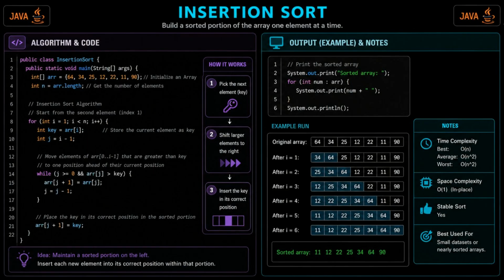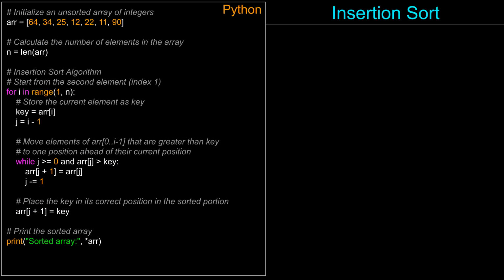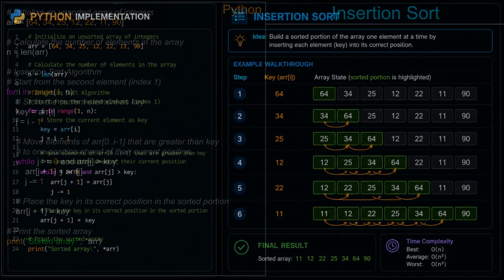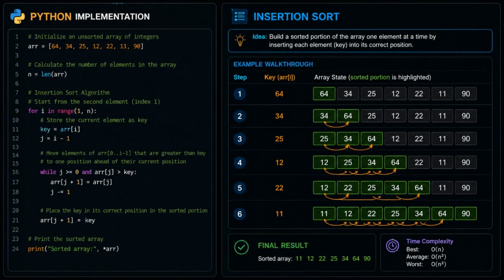Identical key and shift approach. Store the current element as key. Shift larger sorted elements rightward with a while loop, then drop the key into its correct spot once the shifting stops. And here's insertion sort in Python, the same key and shift pattern, using a while loop to shift larger elements rightward before placing the key. Identical logic and output to both the C++ and Java versions.